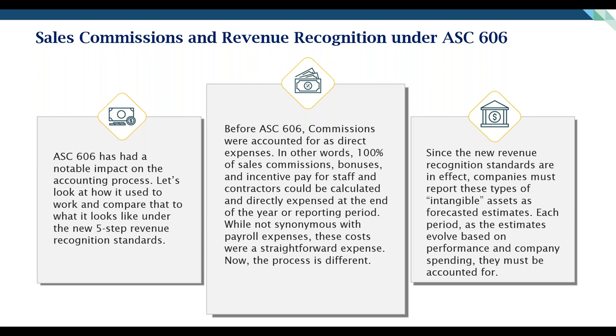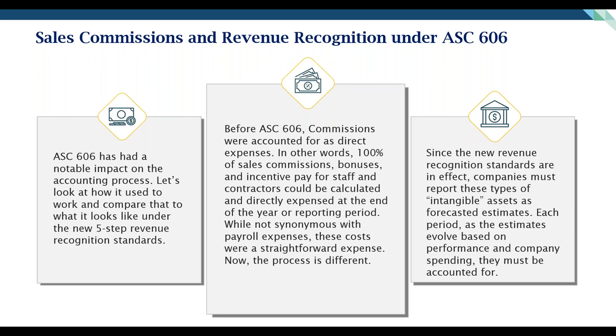So in the old days, before 606 was made mandatory, most companies would simply expense. You have a commission expense, you debit expense, you credit cash, the sales AE gets their commissions and you move on with life. Now, even though you're paying commissions maybe to that AE in a certain month, how you expense it is very different.